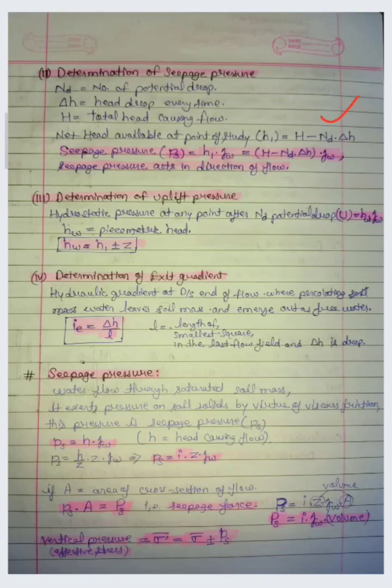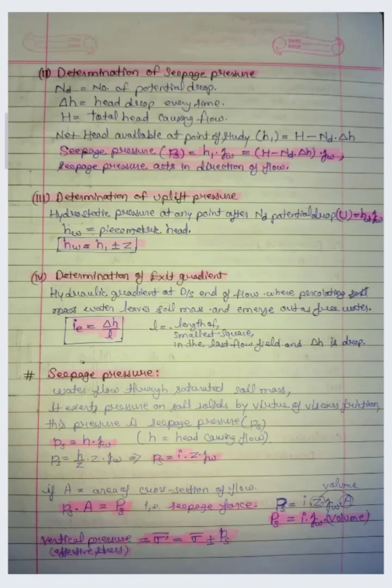Now the seepage pressure ps will be equal to h1, the head at the point of study, into the unit weight of water. So that will be the seepage pressure at the point of study. We know that h1 is H minus nd into delta h, and that multiplied by the unit weight of water gives us the seepage pressure. The seepage pressure acts in the direction of flow. We have to remember this. Seepage pressure acts in the direction of flow.